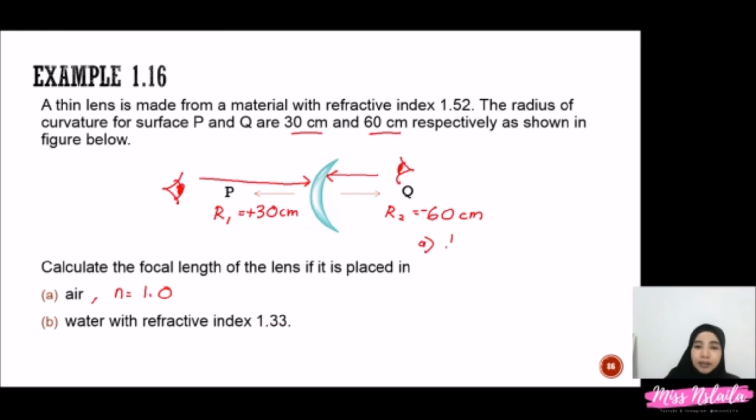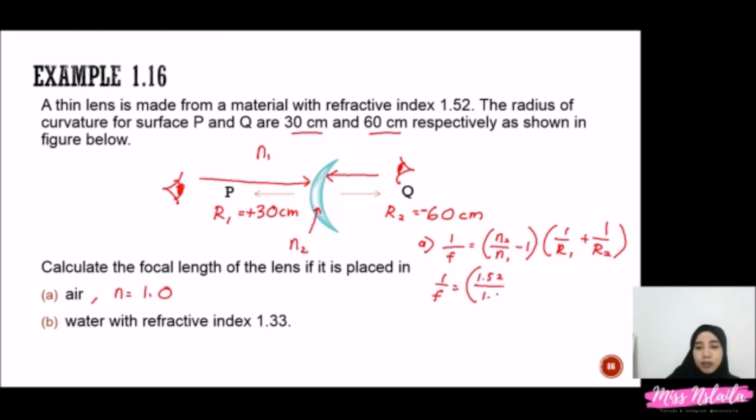Okay, let's do the first one first. So for question A, write the equation first. 1 over f equals n2 over n1 minus 1 times 1 over r1 plus 1 over r2. So n2 is this medium, 1.52, n1 is 1.0, minus 1 times 1 over r1, positive 30, plus 1 over r2, which is negative 60. So you will get focal length equal to 115.38 centimeter. This is for question A.